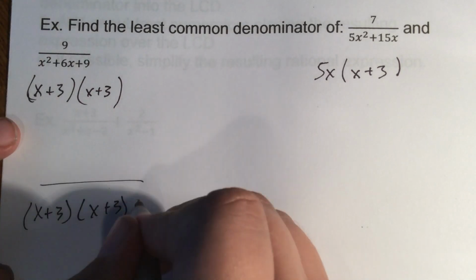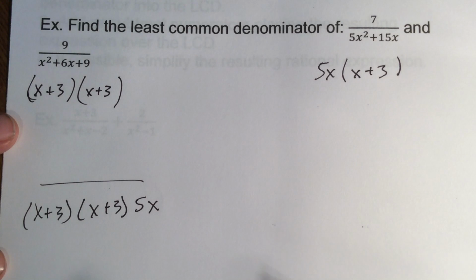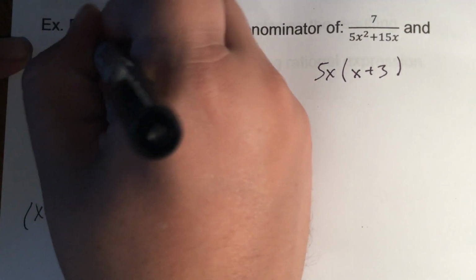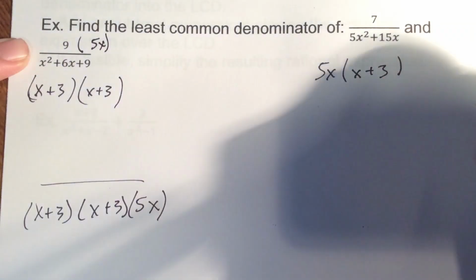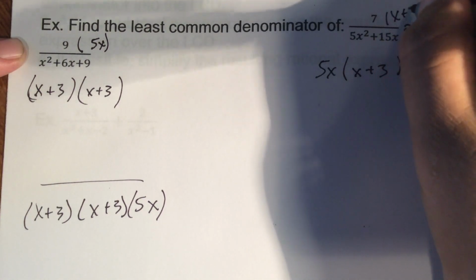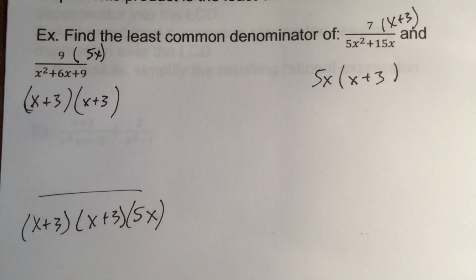This one then would have an extra 5x, which technically we would write at the front, but it's commutative, so we can write it wherever, and then we would go, okay, this one was missing a 5x, so we would times by 5x. This one was missing an x plus 3, so we would times by that, and then that's how we would get the tops.